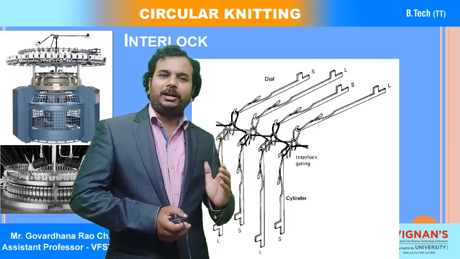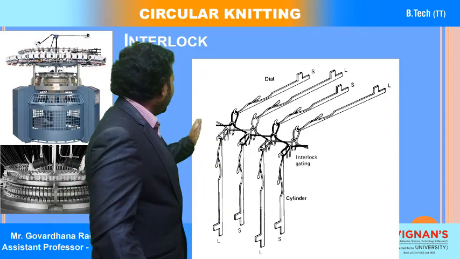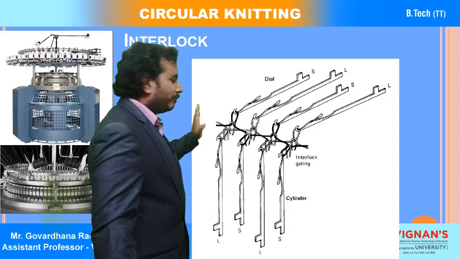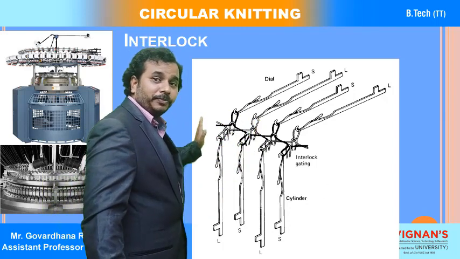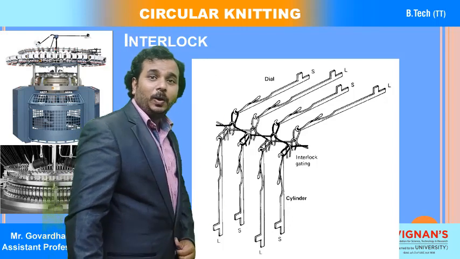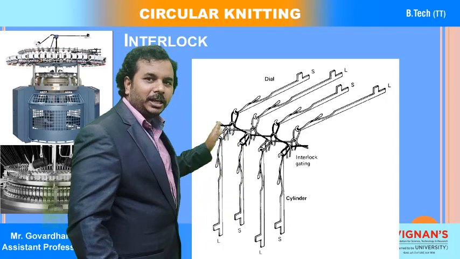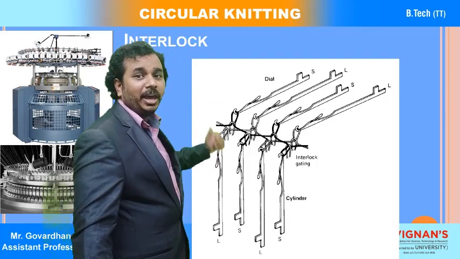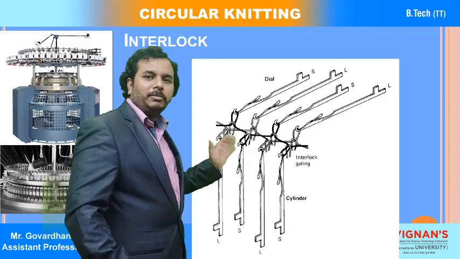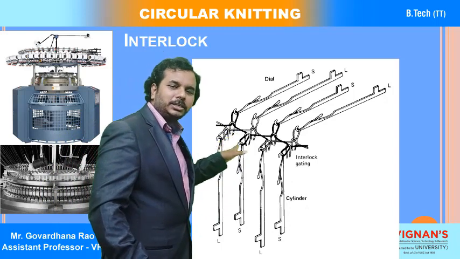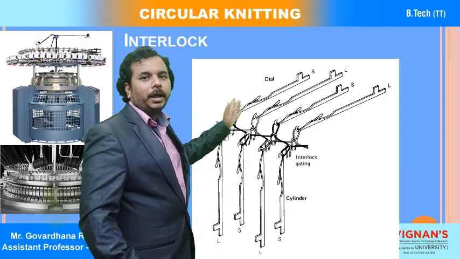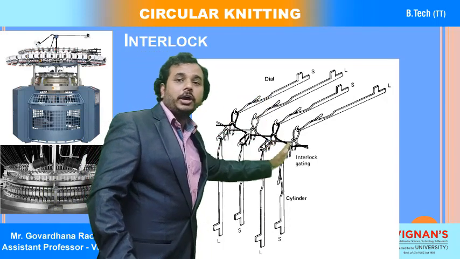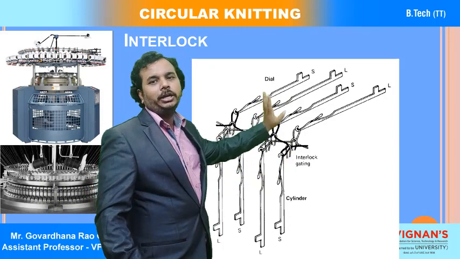You can observe that the cylinder first has a short needle and a long needle, a short needle and a long needle. In front of the short needle of the cylinder, in the dial, we have a long needle. Similarly, next is a long needle in the cylinder and a short needle in the dial. Third, short needle in the cylinder, long needle in the dial. And fourth, long needle in the cylinder, short needle in the dial.